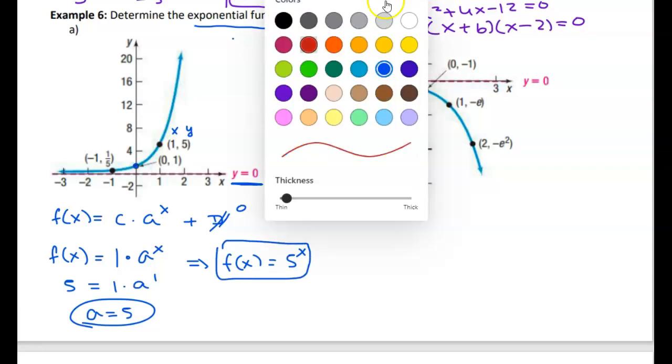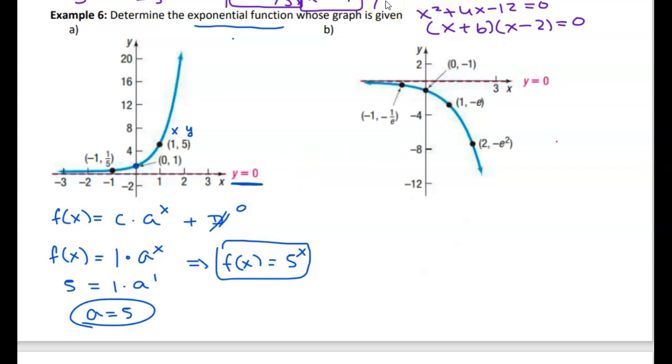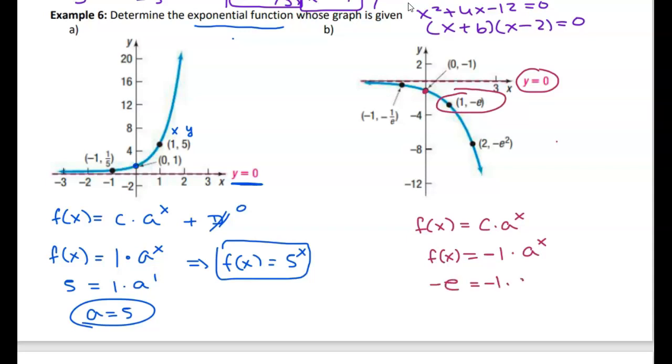Okay, let's look at the next one. We see that the horizontal asymptote hasn't moved up or down, so f of x equals c times a to the x. We see that the y-intercept is -1, so this is going to be -1 times a to the x. We pick a point on the graph and plug it in, so the y value is -e and the x value is 1. We solve for a and get a equals e, so that's the base of the function. That means our equation is -1 times e to the x. There we go.